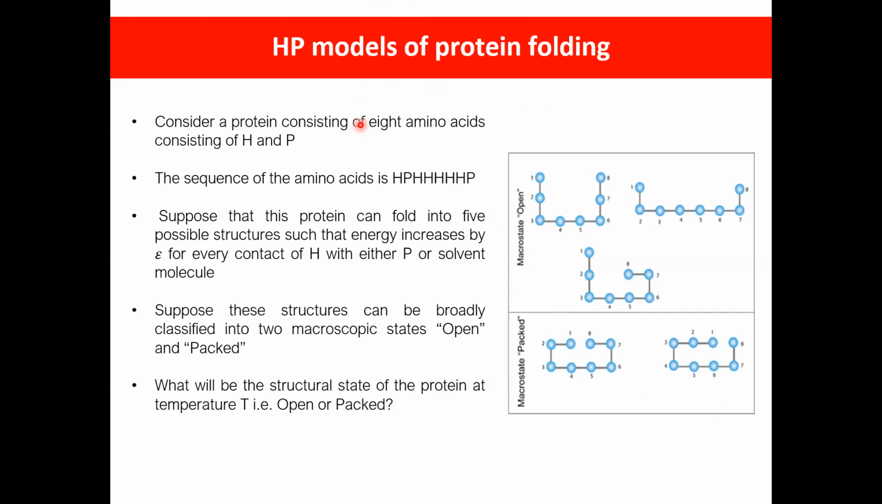Okay, so how do I proceed with this problem? Any suggestion on how we should proceed with this? We have to find out in which state the protein will be found, or let's say which macroscopic state has higher probability, because if it has a higher probability, then it will be found in that state, right? So how do we proceed with this problem? What do we need to calculate? Any thoughts?